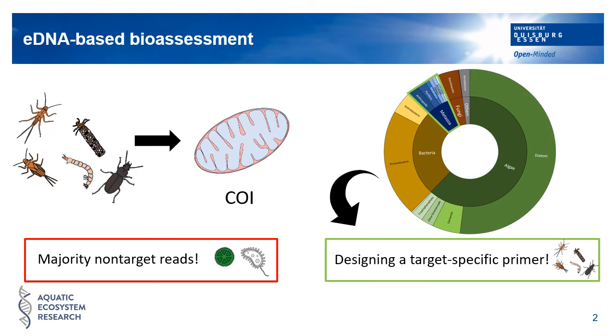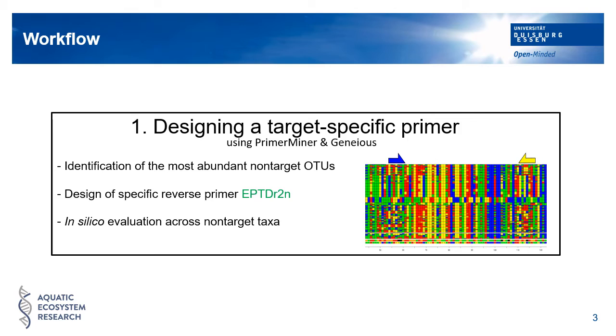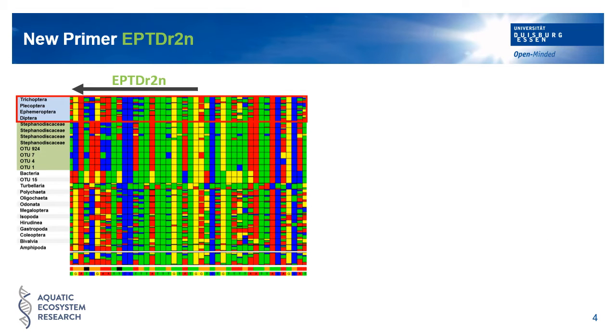We therefore designed a target-specific primer. To do so, we identified the most abundant non-target OTUs generated with the universal primer pair BF2 and BR2 and designed a specific reverse primer named EPTDr2n. The primer region shows distinct bases, especially for its name-giving orders EPTD, but also for other benthic invertebrate orders in comparison to the non-target taxa here highlighted in green.